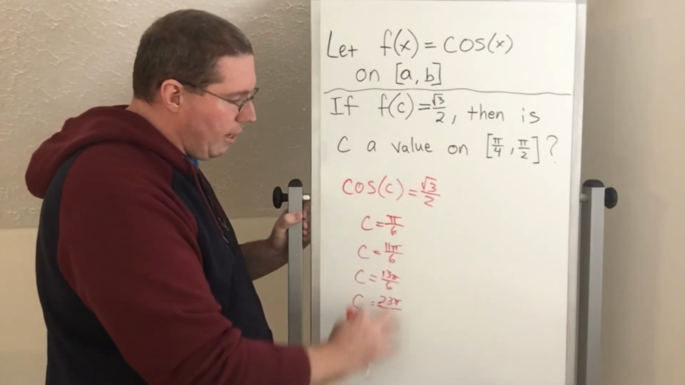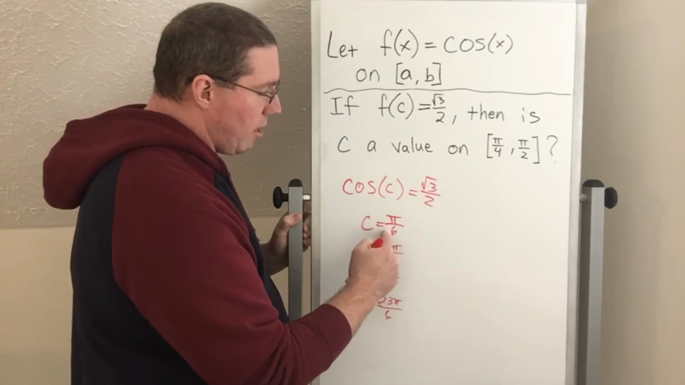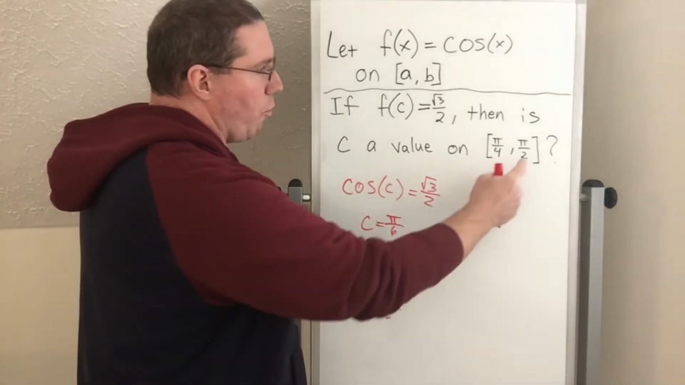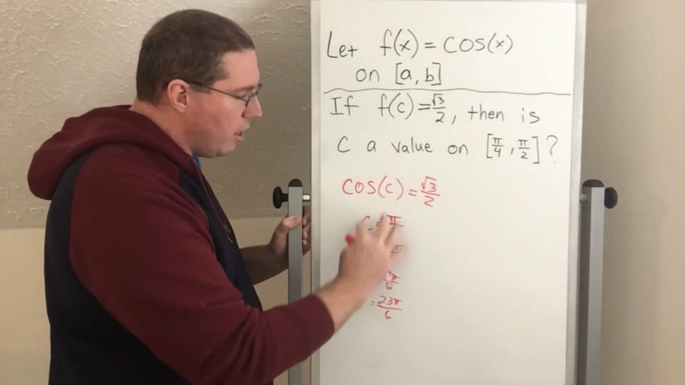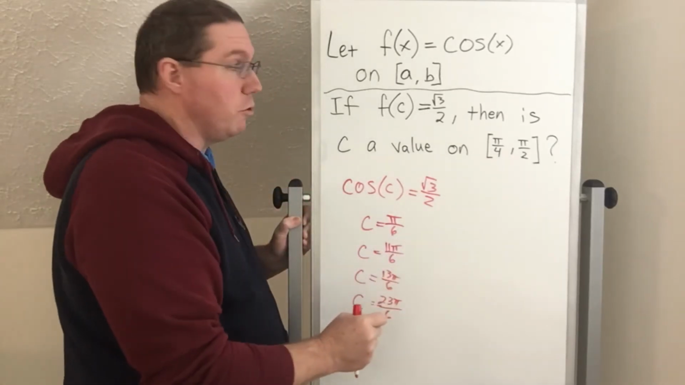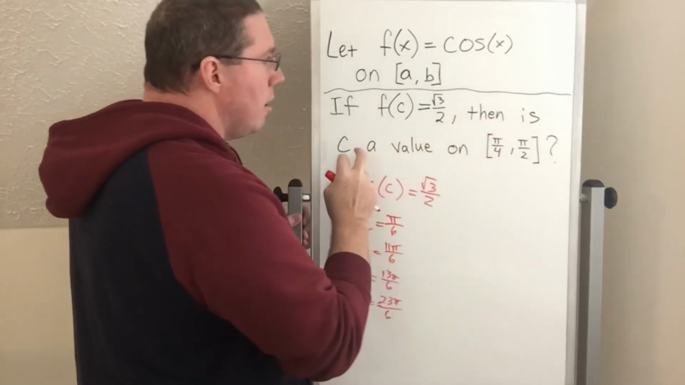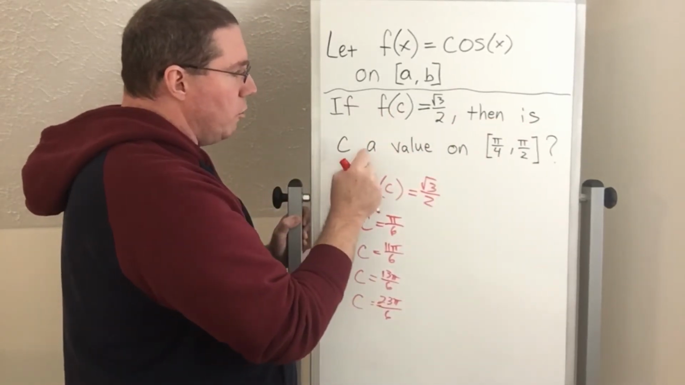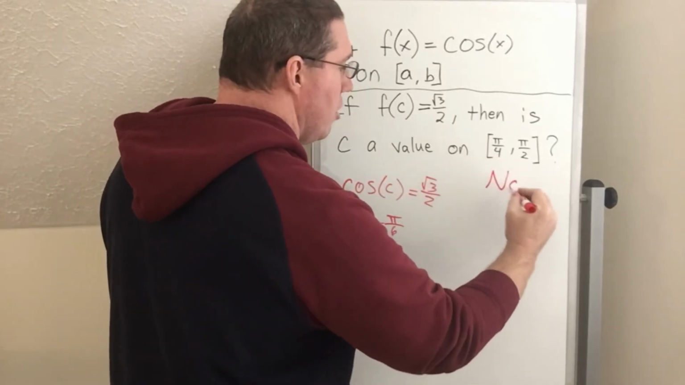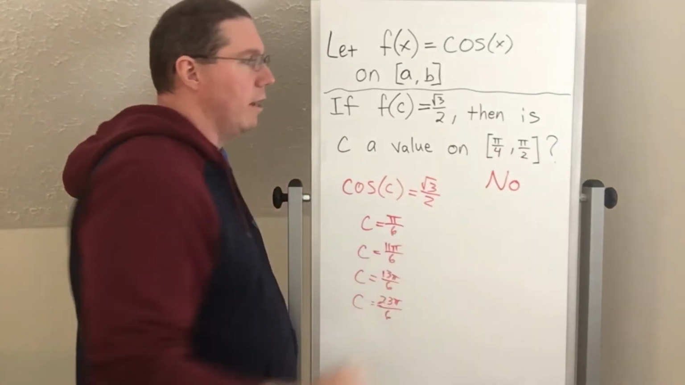The question is, are any of these values between pi over 4 and pi over 2? No, pi over 6 is less than pi over 4, and 11 pi over 6 is greater than pi over 2. And therefore, none of these solutions are on the interval from pi over 4 to pi over 2. So when we say, if f of c results in square root of 3 over 2, is this c value a value that's in between pi over 4 and pi over 2? And the answer here is no. It cannot give you any outputs that are between pi over 4 and pi over 2.